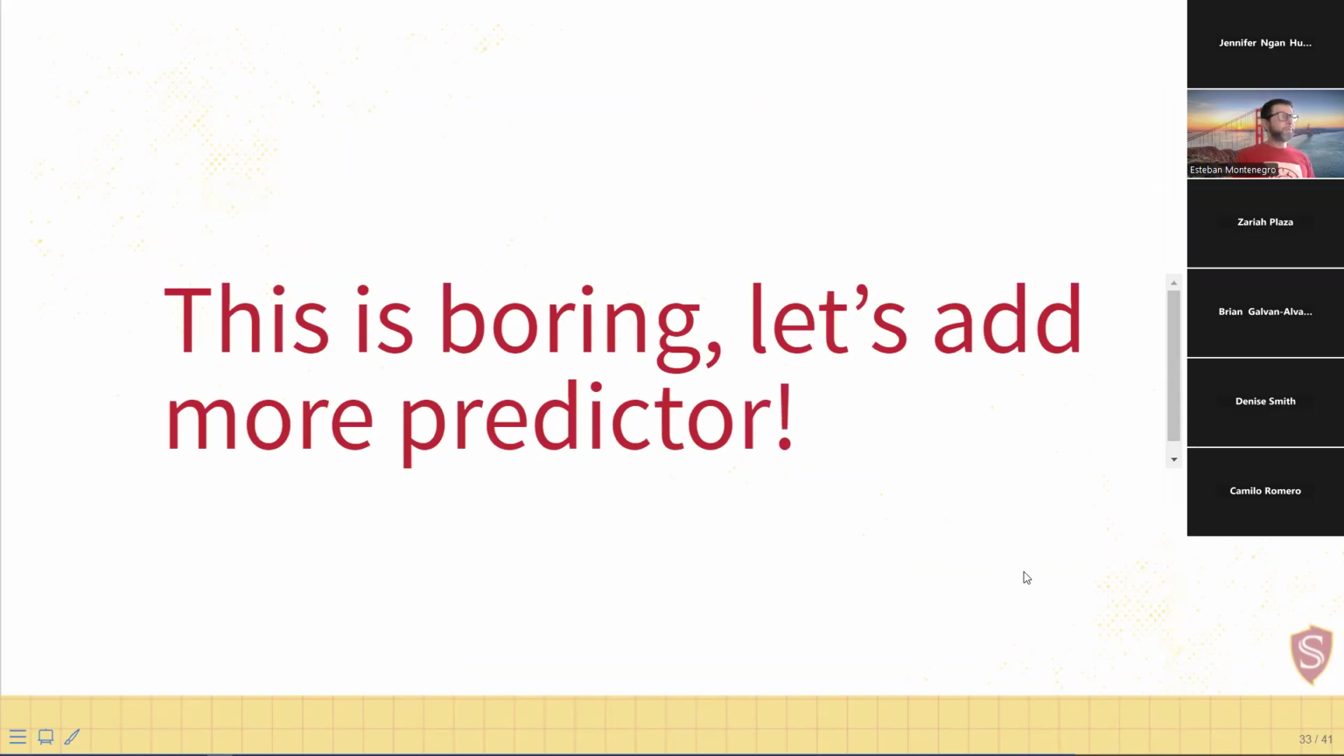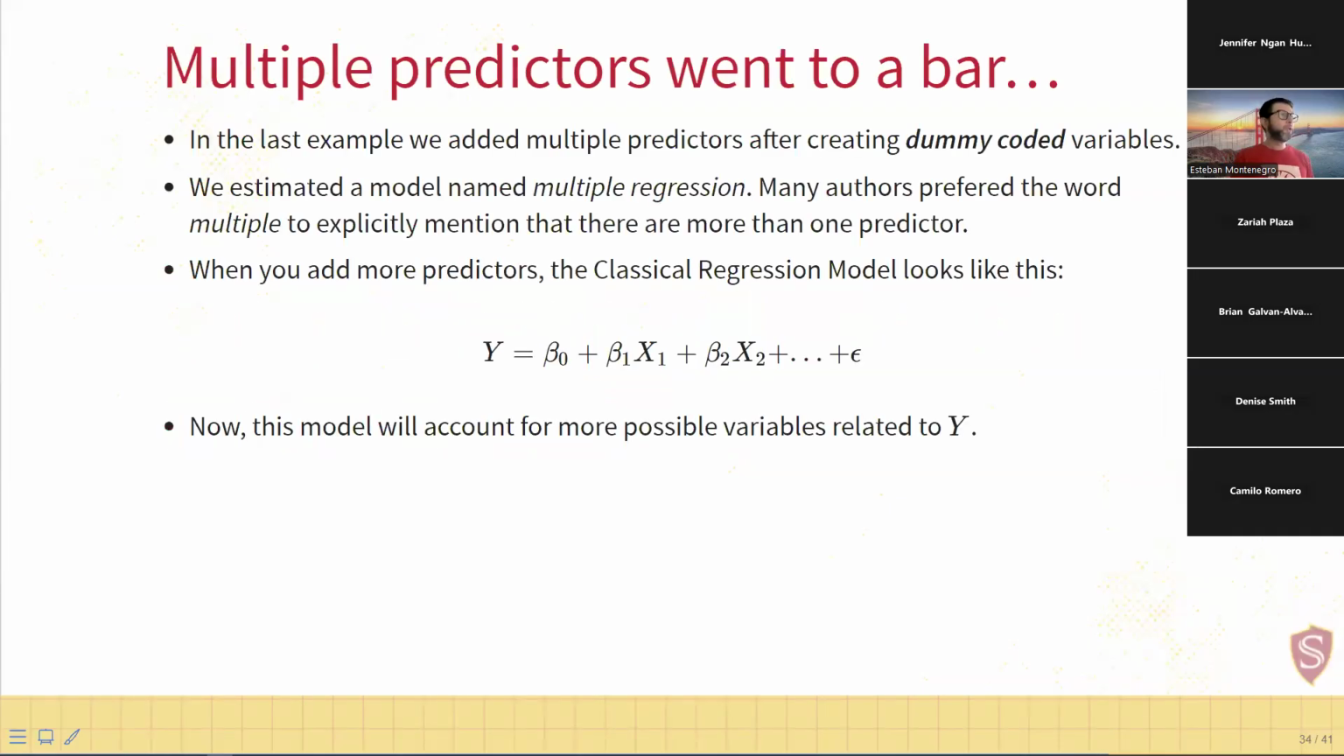As I'm saying here, this is boring, so we need to add more predictors. We need to add more possible explanations for our outcome. And actually, we can. We could add multiple dummy coded variables and also continuous variables.